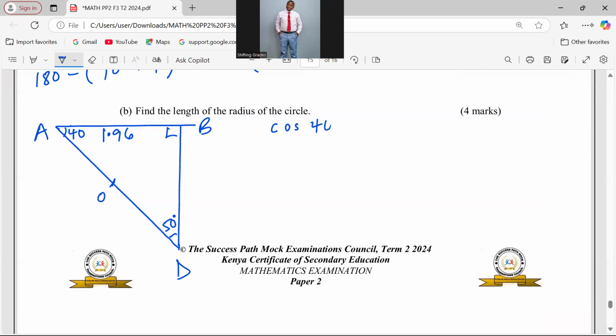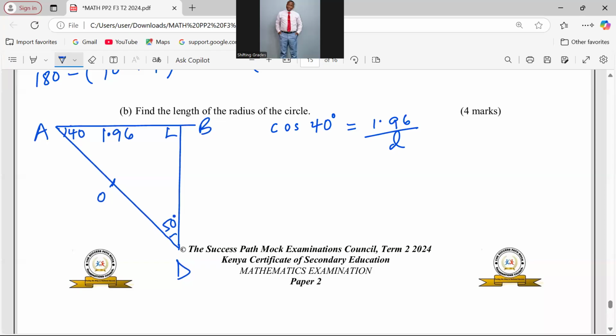So if we work with the cosine of 40, we say the cos of 40 is equivalent to the adjacent length, which is 1.96 out of the hypotenuse, in this case, which is a diameter. Let me call it small letter d, diameter. So the hypotenuse AD is also the diameter in this particular triangle.